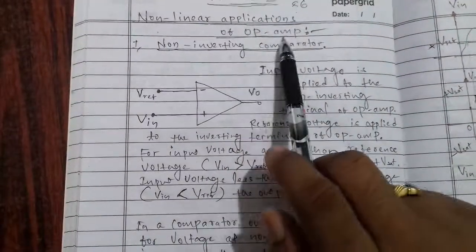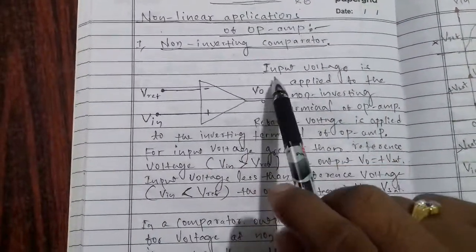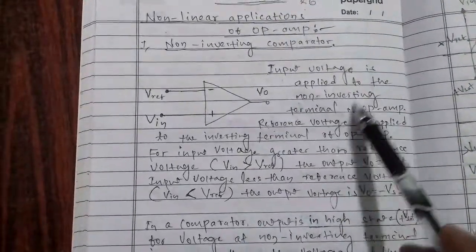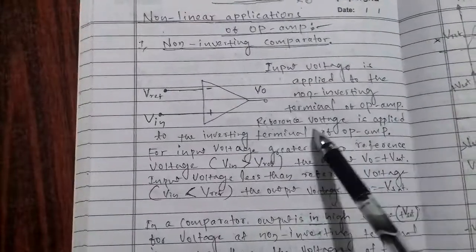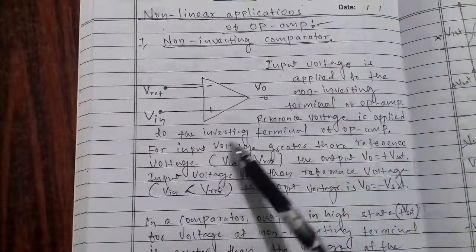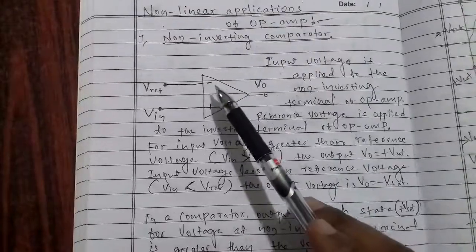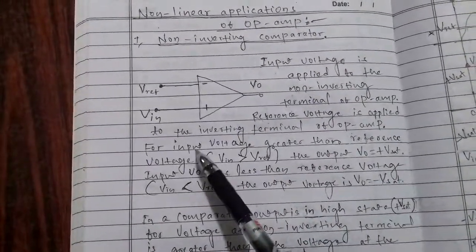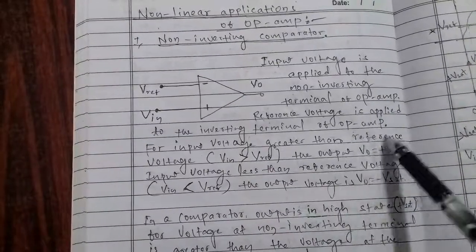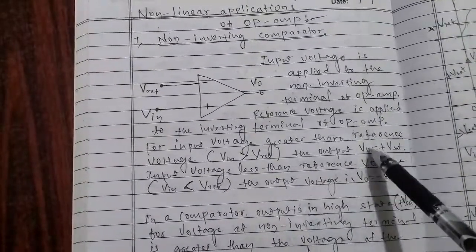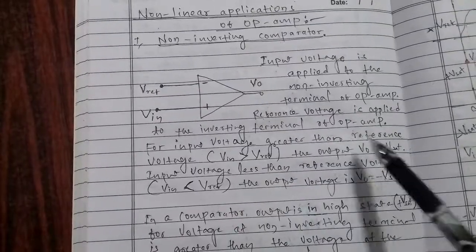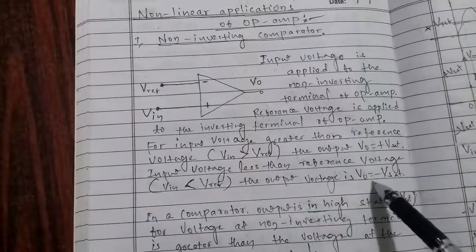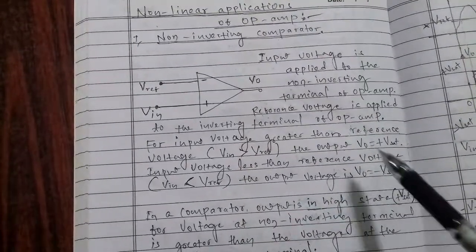Nonlinear applications of op-amp: non-inverting comparators. Input voltage is applied to the non-inverting terminal of the op-amp. Reference voltage is applied to the inverting terminal of the op-amp. For input voltage greater than reference voltage, the output is equal to plus V saturation. For input voltage less than reference voltage, the output voltage is minus V saturation.